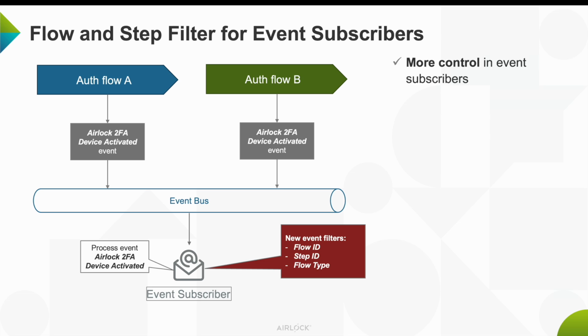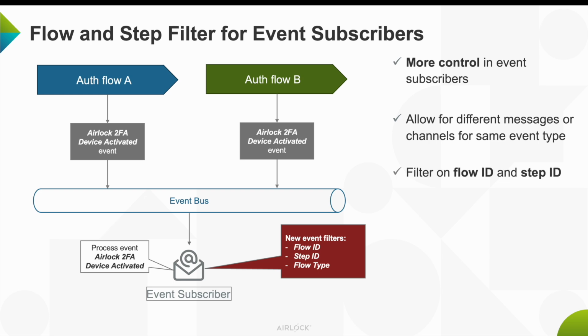What do we get with that? Well, we have more control in event subscribers. We can send different messages, or we can even use different channels for the same event type. So flow A could have its message, flow B could have a different message. And we can filter on flow ID, step ID, and even flow type. So you could have an event subscriber that only reacts on authentication flows, but not on protected self-service flows.